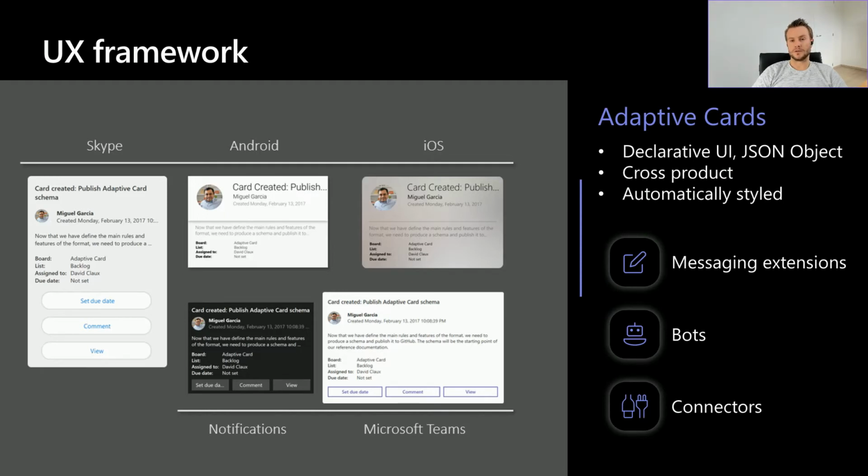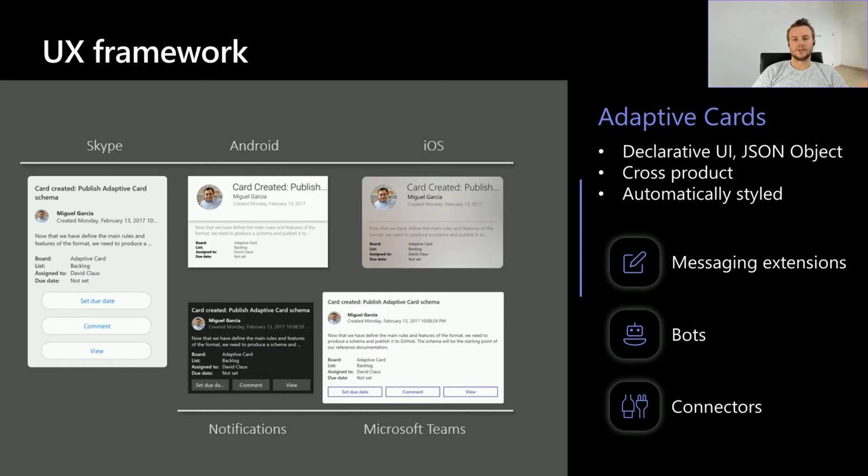It's cross-product, so when you use it in Skype, it will be rendered automatically by the hosting application. Skype will interpret the JSON object and style it so that it fits inside the style design of Skype. The same goes for Android and iOS, Windows 10 notifications, and Microsoft Teams. So depending on the hosting application, your declarative UI gets transformed into something that fits inside the hosting application.